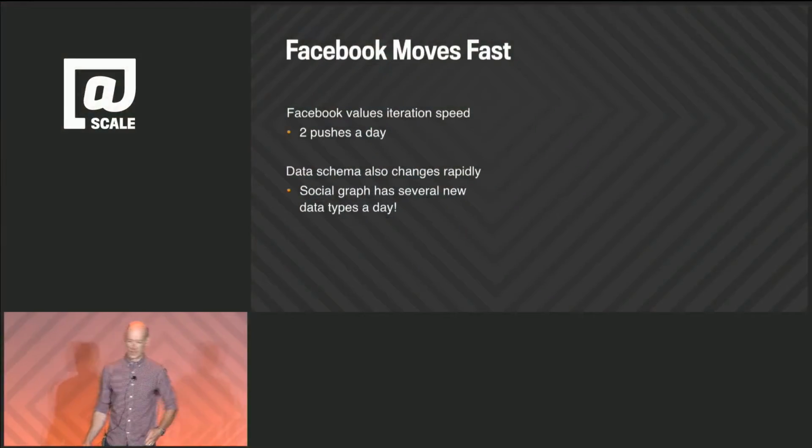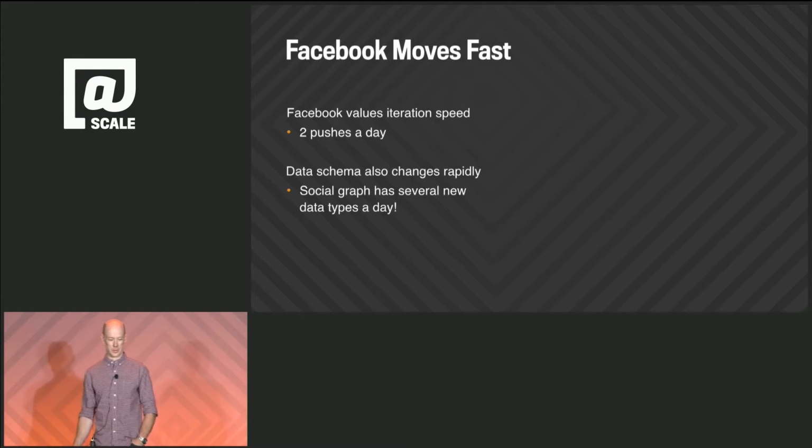I'm from Facebook, and I'm going to talk about how we balance multi-tenancy and failure isolation, which are usually kind of contradictory goals in one of our high-volume data systems.